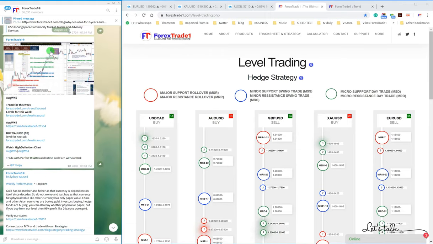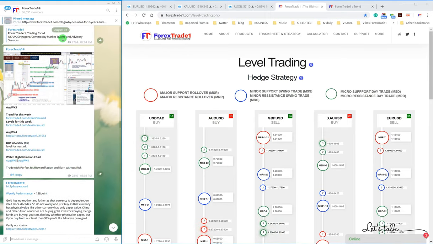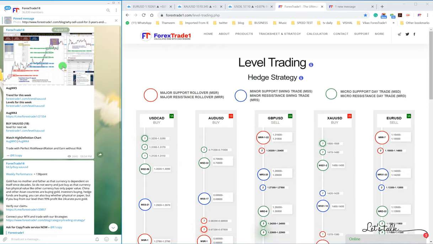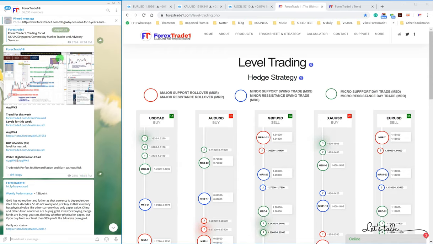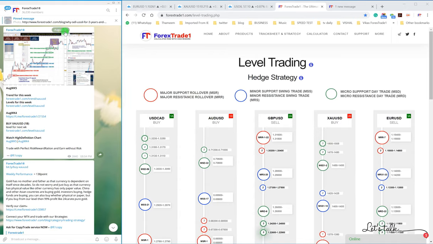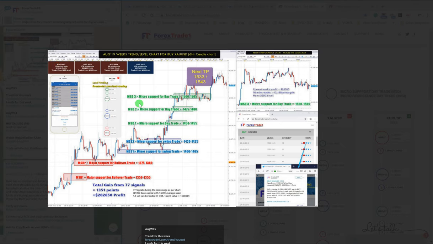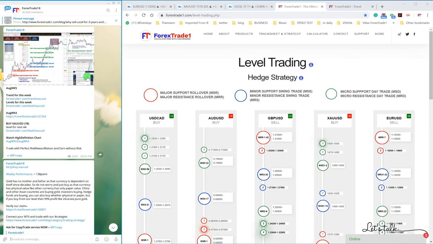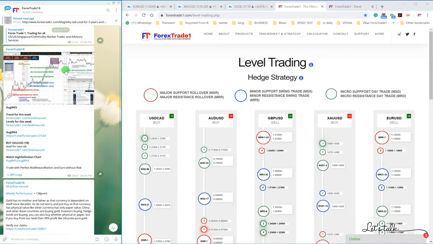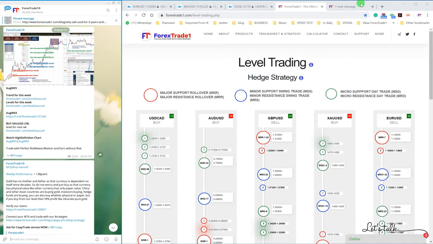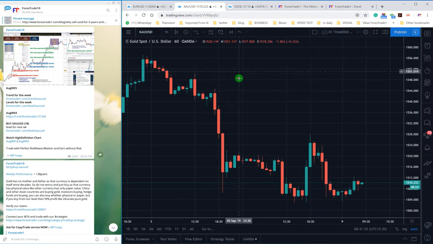Now this is the XAUUSD weekly analysis chart that we had posted on 31st August. As you can see here, you can verify the date and GMT time. This XAUUSD chart was posted on 31st August 2019 at 8:04 p.m. GMT time. Now this chart clearly indicates the buying level from 1500. Gold is trading near 1522 or 1523. Now let us see what happens this week.